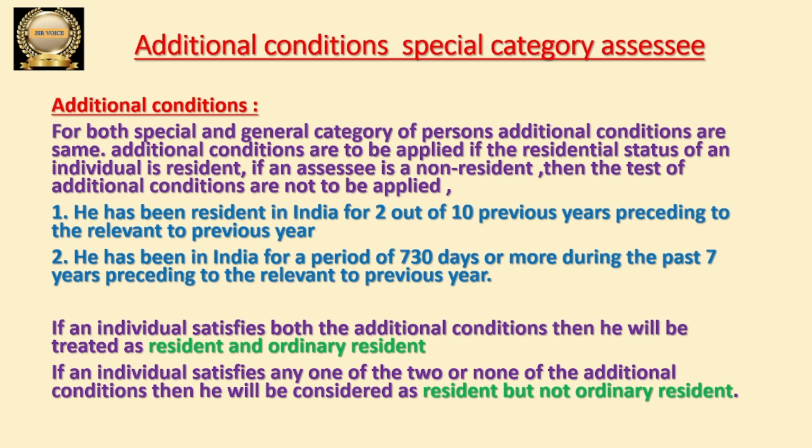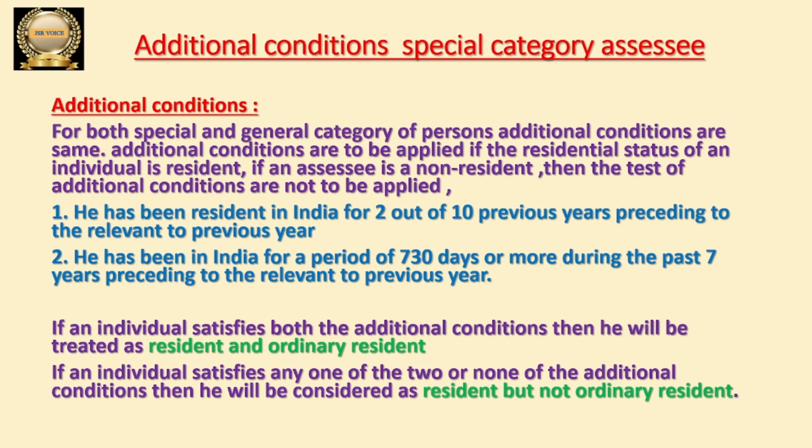Hope this is clear. Let us see what the additional conditions are, the same ones we discussed under general category assessees. The first one: he has been resident in India 2 out of 10 previous years preceding the relevant previous year. Our previous year is 2023-24. Before that, out of 10 years, he has to stay in India for 2 years at least. That is the first condition.